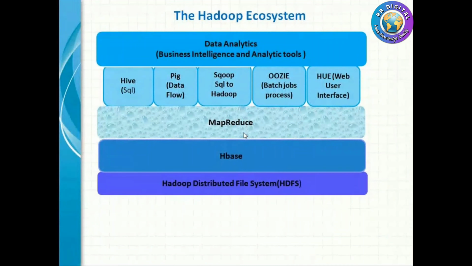Also, here these are the different components in big data Hadoop. One is HDFS, for your data storage purpose. On top of HDFS, these are the modules implemented: HBase, MapReduce, Hive, Pig, Sqoop, Oozie. We'll see all of these in later classes.